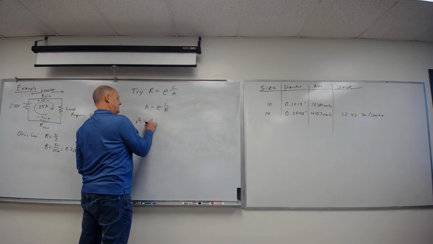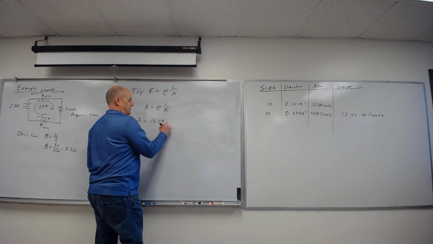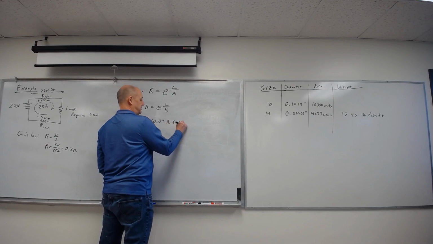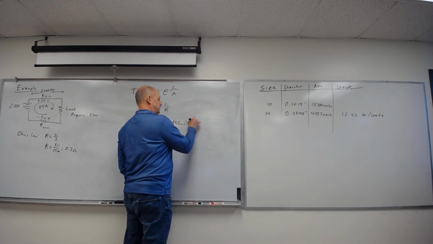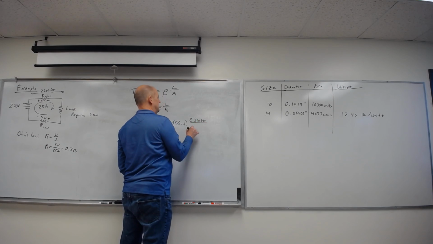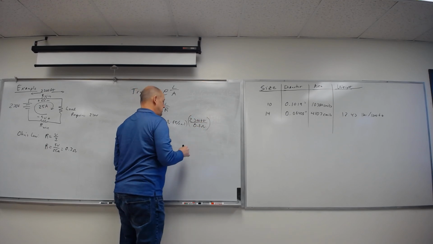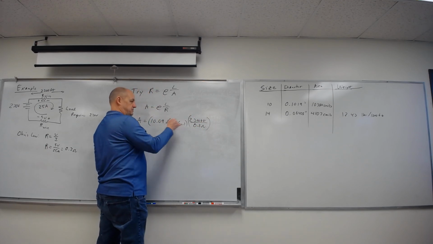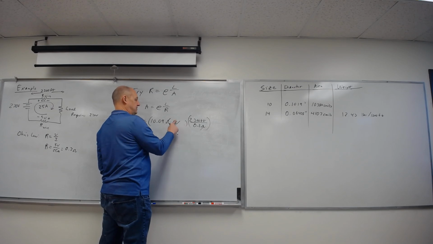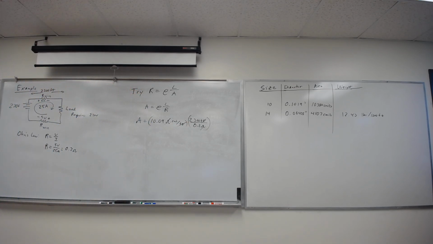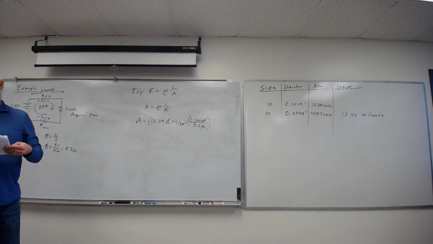And now, 10.09 ohm C mil per foot. Length is 2,300 feet. Resistance is 0.2 ohms. When you do these, you can always check your units too, because you can do algebra to them. Ohms divided by ohms. Oops, this must have been C mil per foot. Feet over feet. Yeah, it's easy. So I'm left with so many C mils.